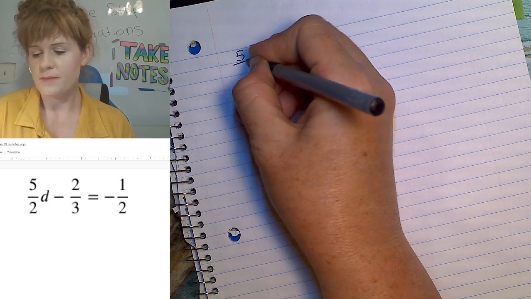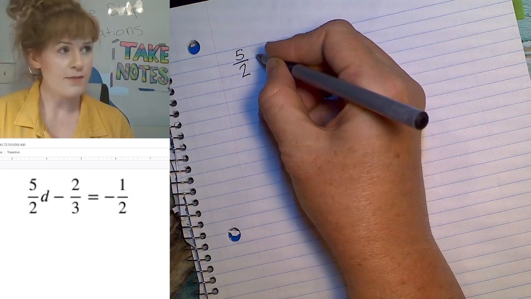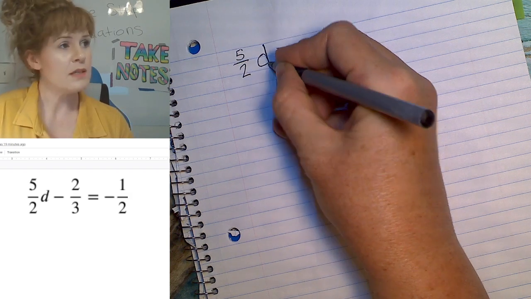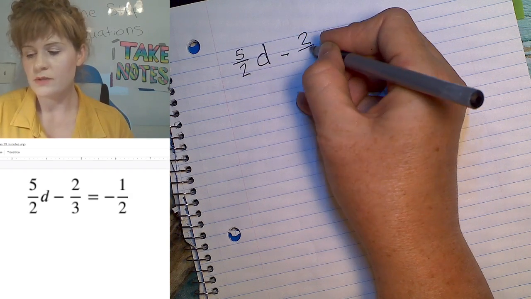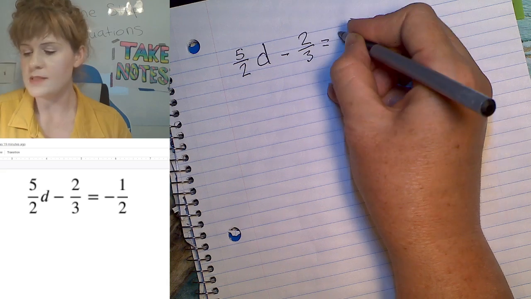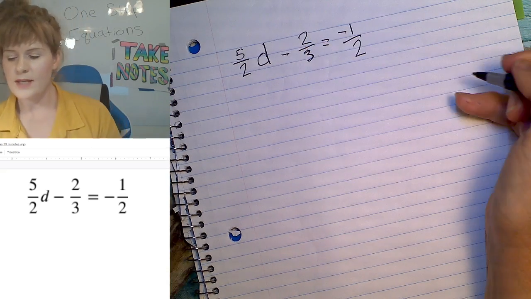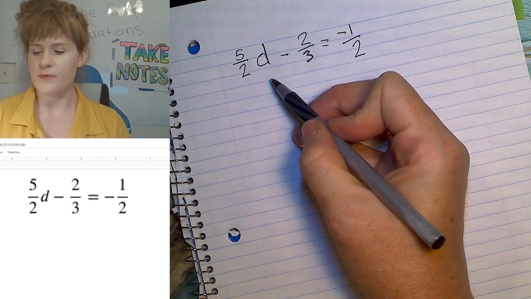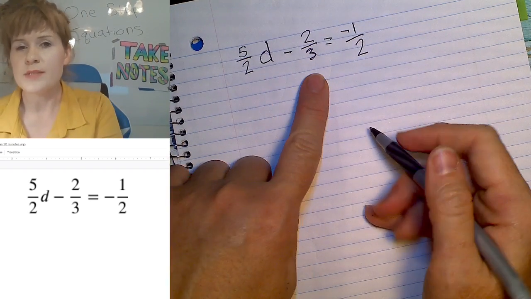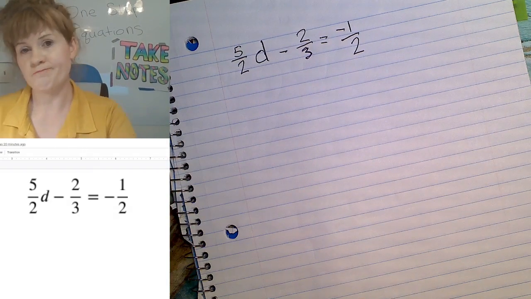Okay, write the problem. 5/2 times D minus 2/3 equals -1/2. Let's find out what D is. Solve for D. So what's the first step you would do?